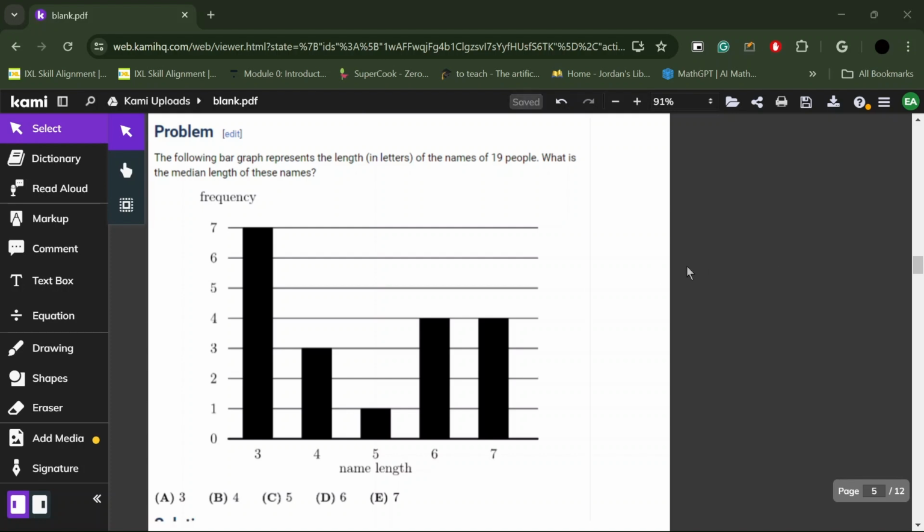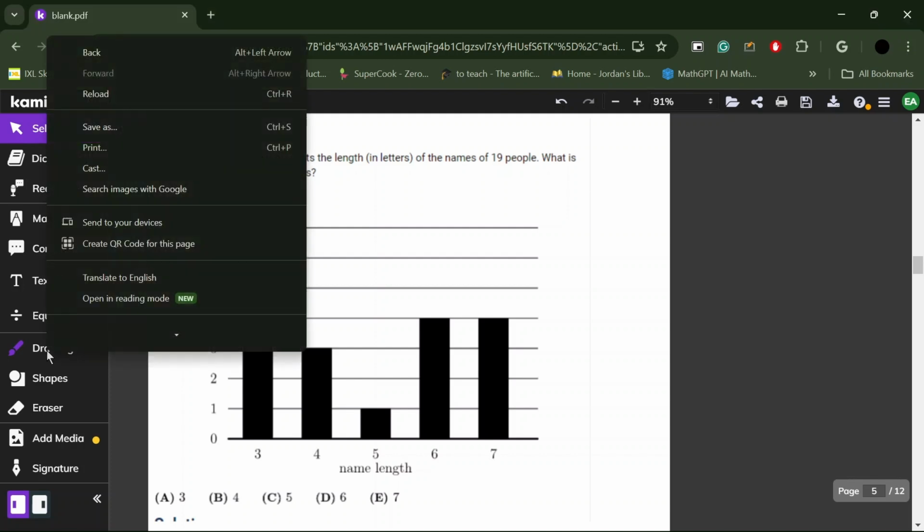Okay, so my solution to this problem is going to be a little bit different than most people's, and it's going to be more visual. I just wanted to give that so you have an alternative solution. So the following bar graph represents the length in letters of the names of 19 people. What is the median length of these names? So they give us a bar graph and we're trying to find the median.